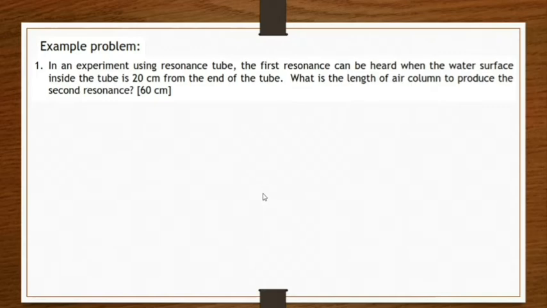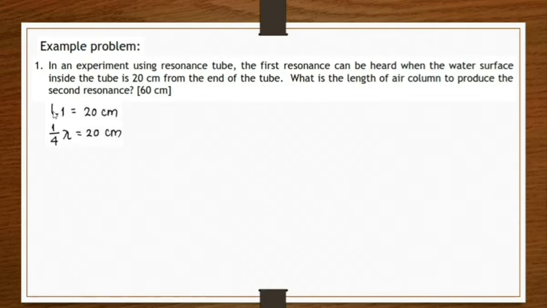Let us see your physics book on page 173 and I will discuss example problem number 1. In an experiment using a resonance tube, the first resonance can be heard when the water surface inside the tube is 20 cm from the end of the tube. So L1 equals 20 cm. What is the length of the air column to produce the second resonance?